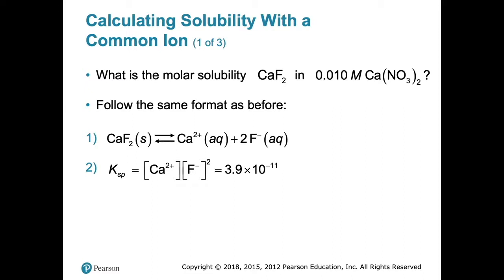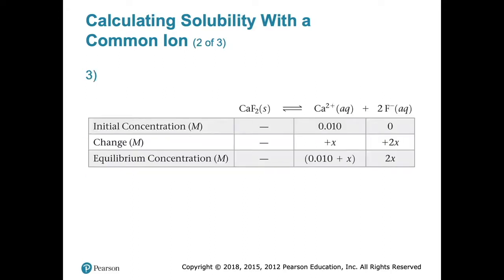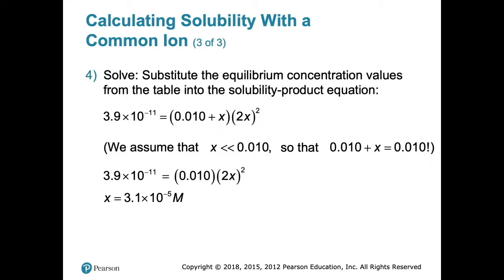By the way, KSPs are found in a chart in your book, but we'll give them to you on a test. You don't have to look it up in the book. So what do you do now? Again, you have to make the ICE table, but instead of having the same stuff as before, you start out with the initial being 0.01 for that extra calcium instead of 0 like before. So now it's 0.01 plus x, and then 2x for the fluoride. Then you put it all together again. Now it's 3.9 times 10 to the negative 11 equals 0.01 plus x, times 2x squared.